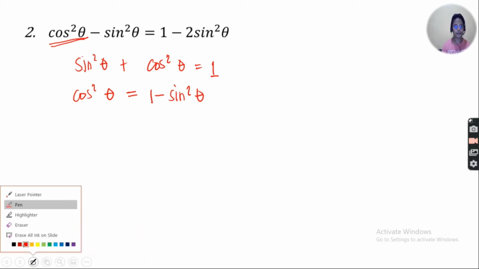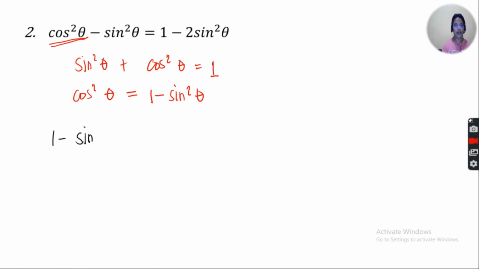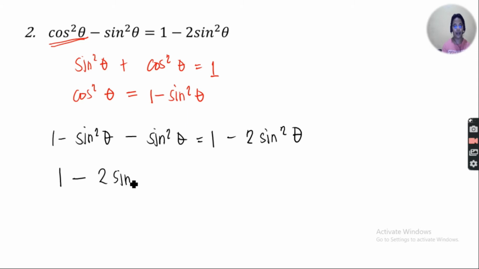So, kaya magiging 1 minus sine squared theta minus sine squared theta is equal to 1 minus 2 sine squared theta. So, ang nangyari, 1 minus negative sine squared theta minus sine squared theta is 2 sine squared theta. It's equal to 1 minus 2 sine squared theta po.